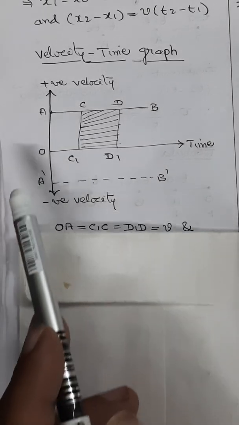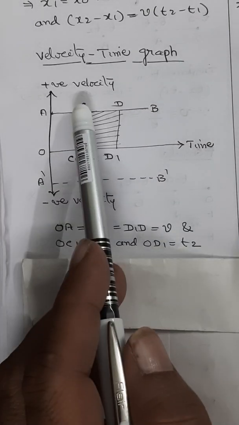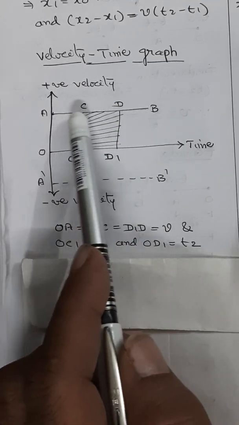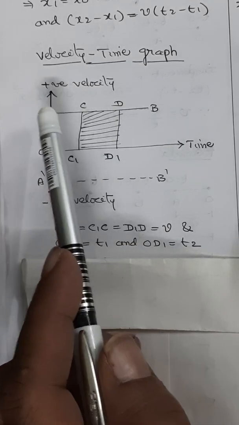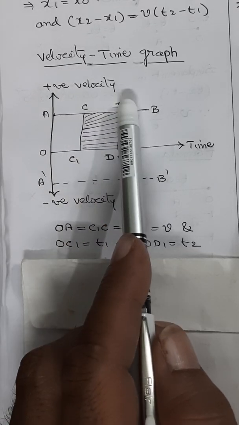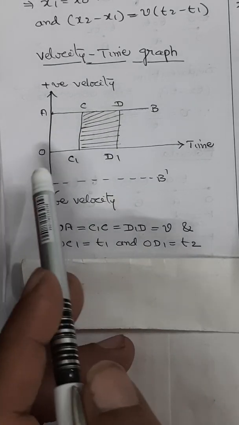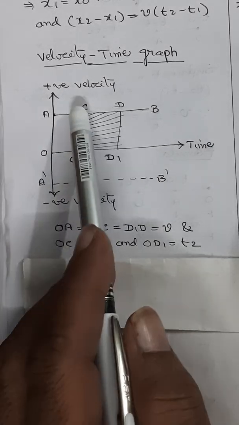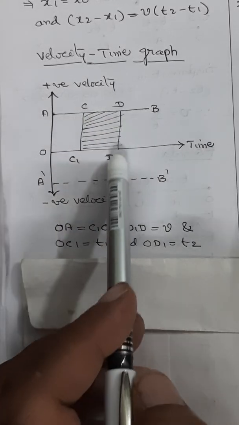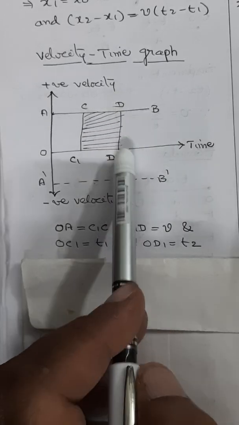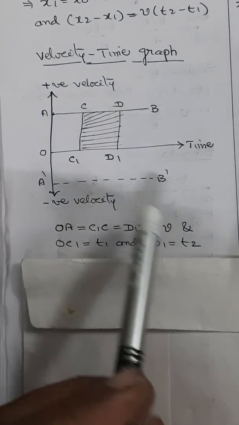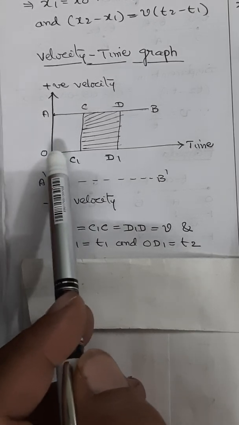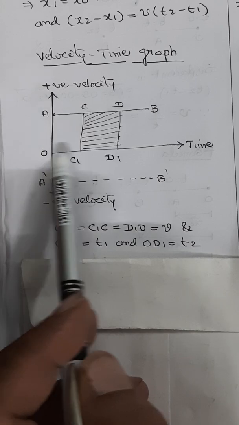Now here, let us say C and D are 2 points on the velocity time graph corresponding to time instants t1 and t2. Then we can write OA is equal to C1C, that is equal to DD1. Let that be velocity V. And OC1 is equal to T1 and OD1 is equal to T2.